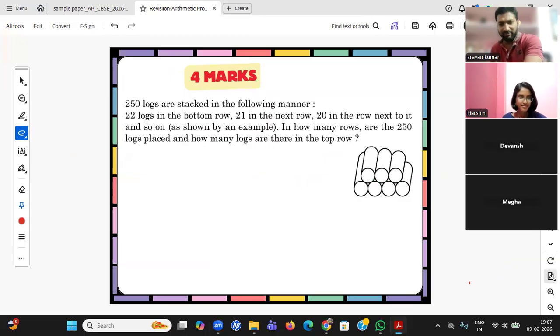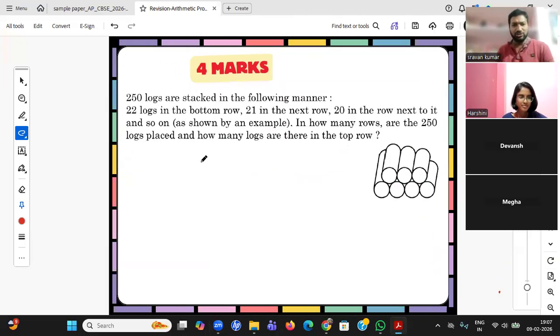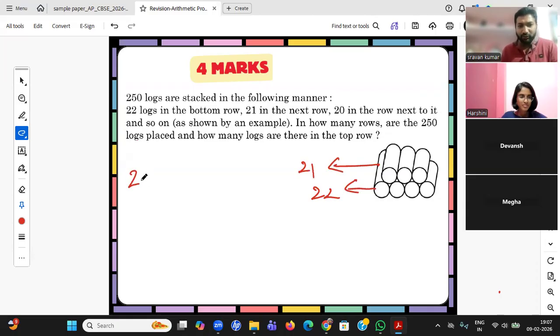I think this one is again from your NCERT only. You see, students, you need to just read the statement and try to convert it into a sequence. After that, the things are easy. 240 logs are stacked in the following manner: 22 logs in the first, bottom row, 21 in the second row, 20 in the third row, and so on. You can simply write 22, 21, 20 and so on. In how many rows are the 240 logs placed?